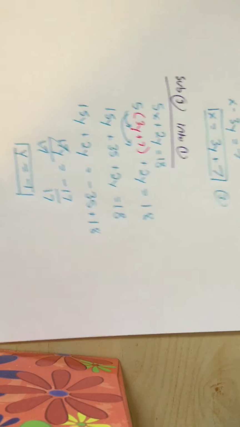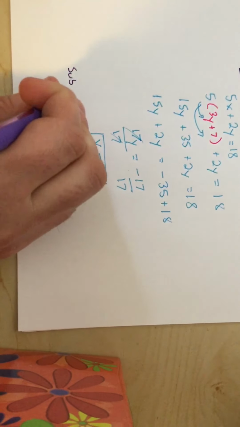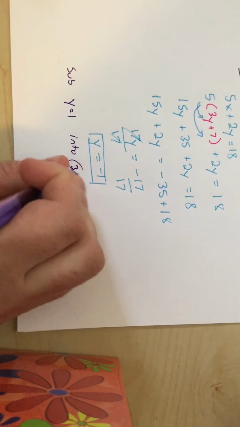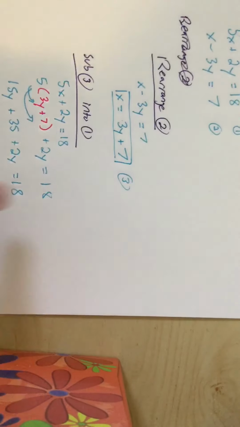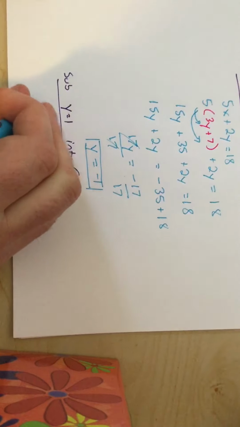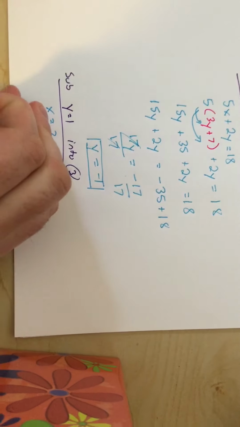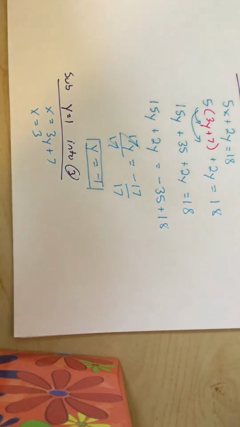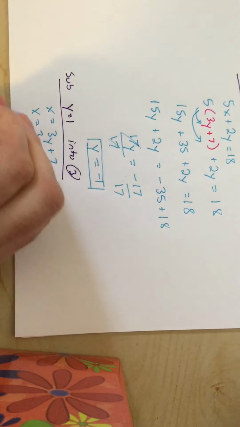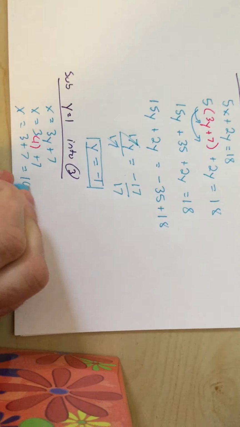Right, and then what we do is we sub our answer, y equals negative 1, into equation 3, into that one up there. So x equals 3y plus 7. x equals 3 times 1 plus 7. x equals 3 plus 7, which is 10.